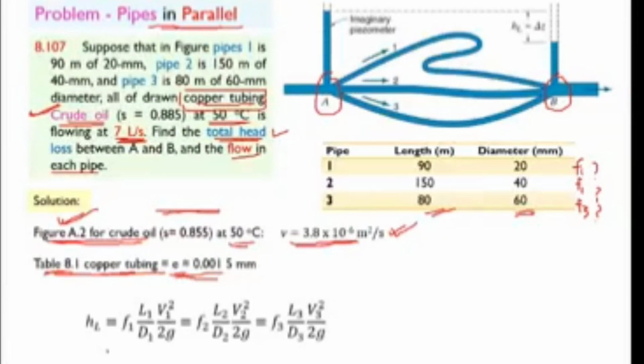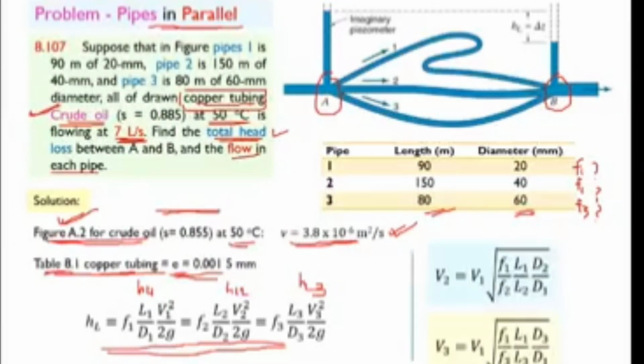Now we already know that the same head loss will occur for all the pipes when the pipes are connected in parallel. HL1, this is your HL1, and this is your HL2, and this is HL3. Clear? So we already defined these equations in the previous slide, that we can express V2 in terms of V1 and also V3 in terms of V1.